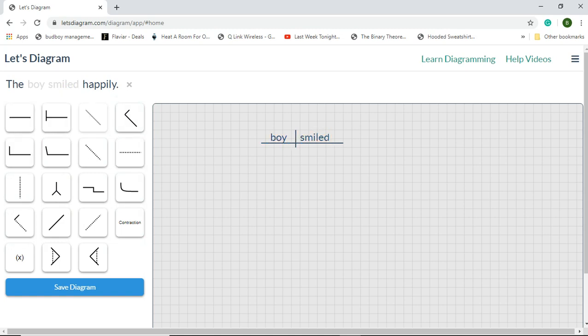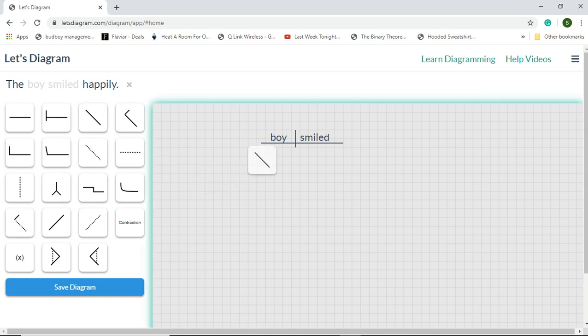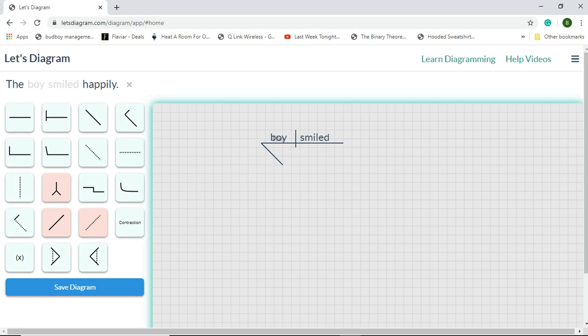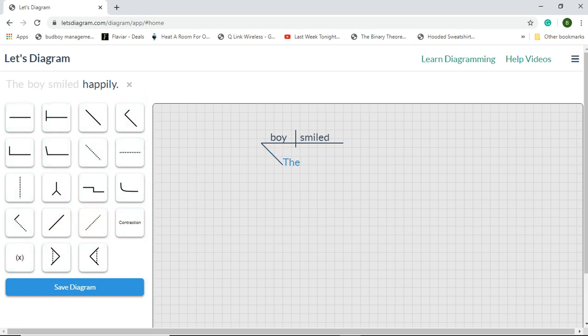Now we gotta take a look at this. And the is always an adjective. Remember that articles are always adjectives: the, a, and an. So the is modifying boy. It's our adjective.